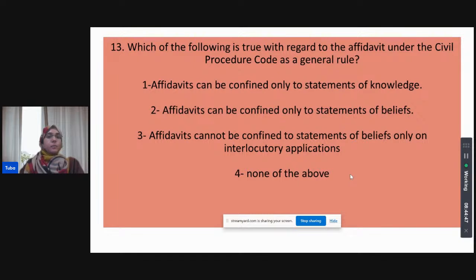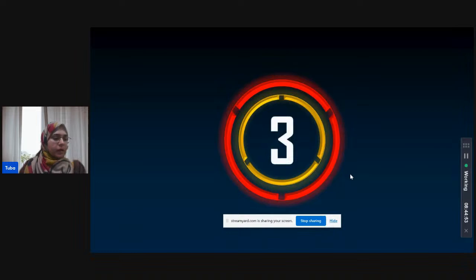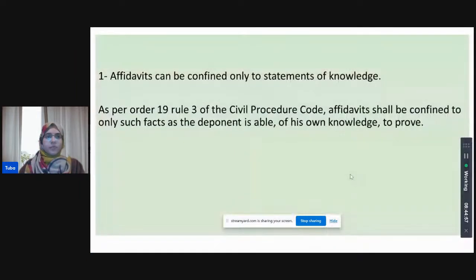All right, Vijaydeep thinks that the general rule is that affidavits can be confined only to statements of knowledge. Let's see. Okay, I see we are all following precedents here. Excellent, and we are correct. Yes, Vijaydeep, it's option one only. Affidavits can be confined only to statements of knowledge. That is, again, the general rule. We have to go to Rule 3, Order 19 for this.